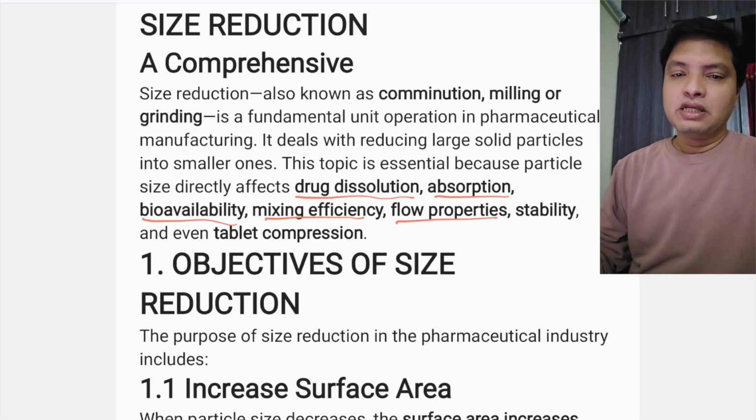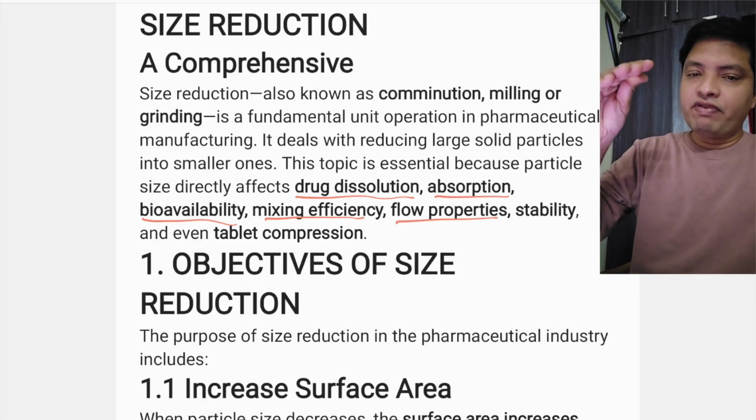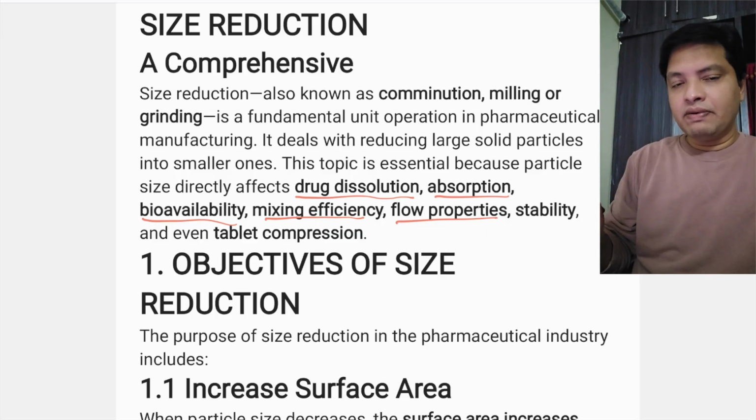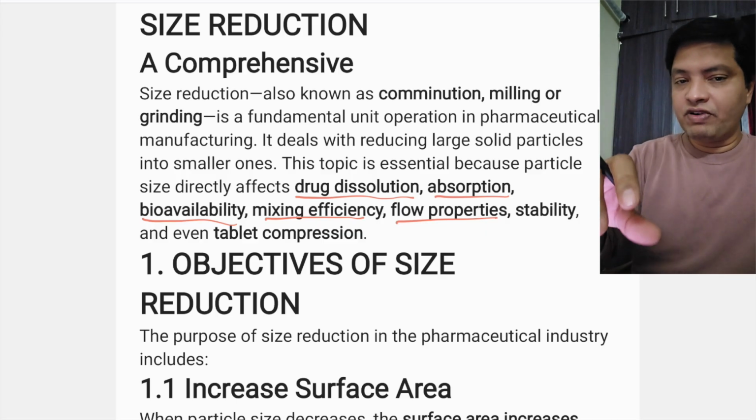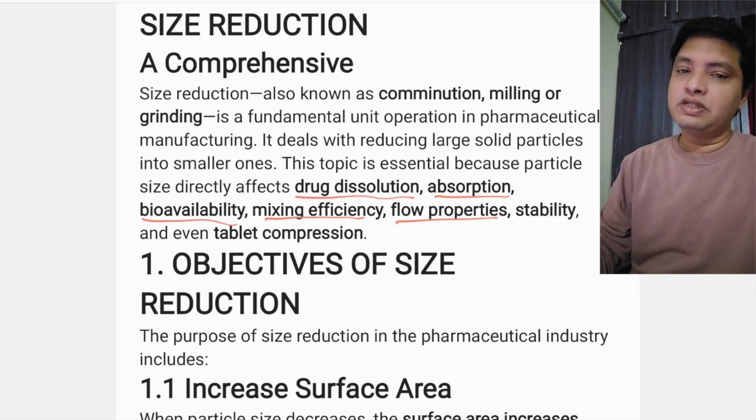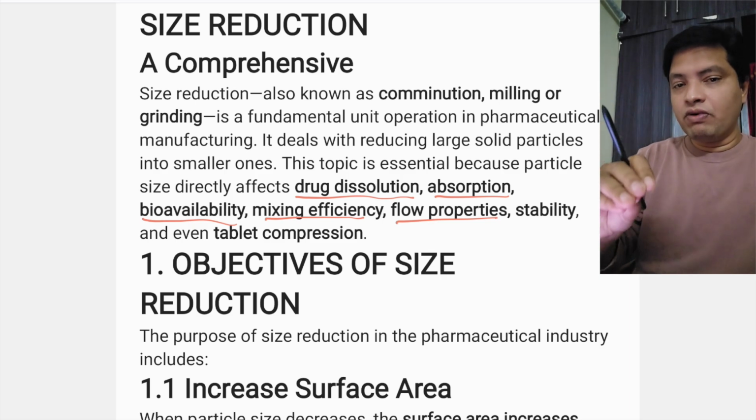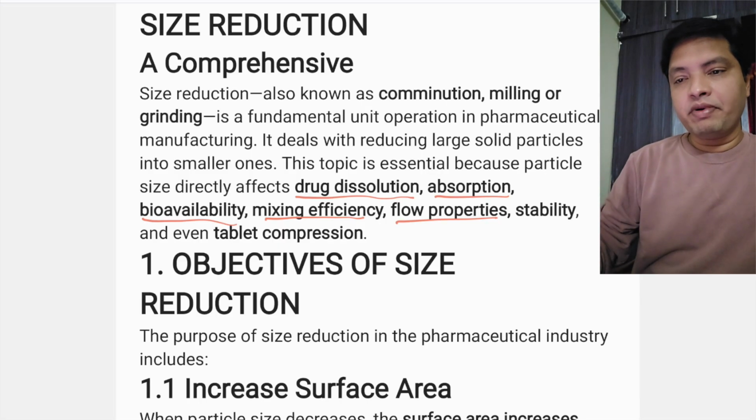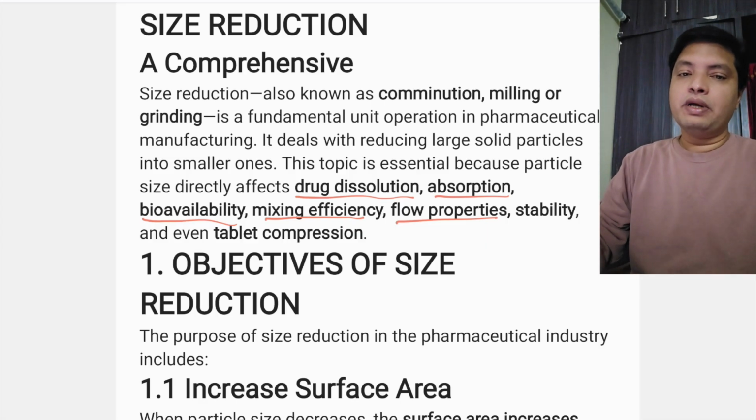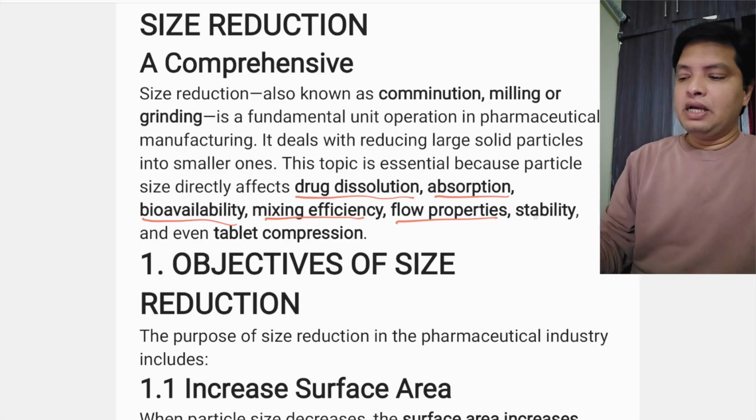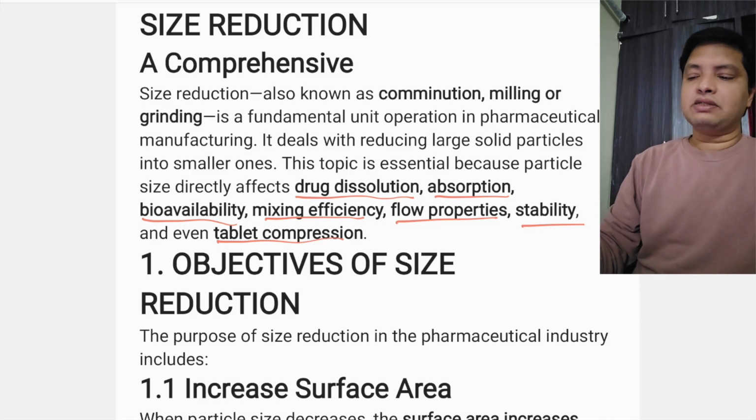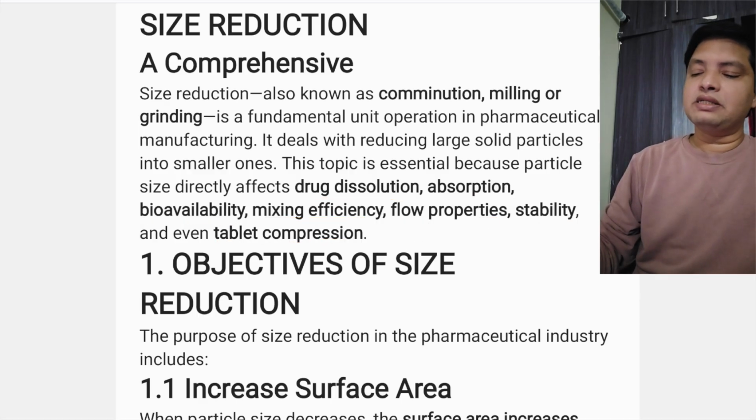Then flow properties. When the powder is flowing from the hopper to the tablet machine, if the particle sizes are not even, then what happens? Larger particles will flow first, which leads to a larger dose in the first few tablets being manufactured. Smaller particles will flow last, which leads to a smaller dose in the later tablets. So the tablets coming first will have a larger dose, and the tablets coming late will have a smaller dose. Next is stability, and also tablet compression. So these are the reasons why we are studying this chapter in pharmacy.